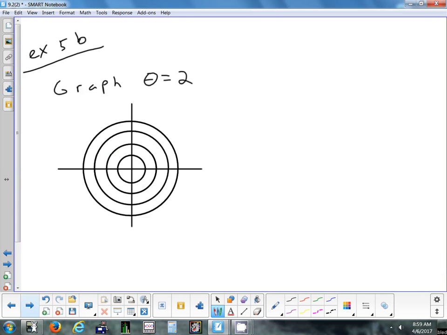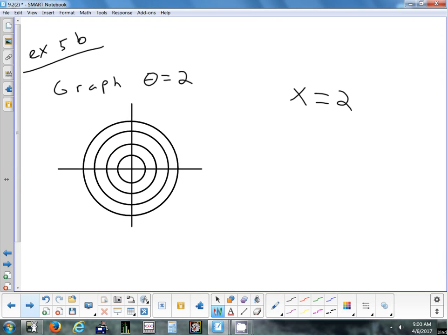All right, let's try theta equals 2. Now, just like when you do y equals mx, can the calculator do x equals? Like if I wanted to graph that, can the calculator do it? Yeah, not in this form.